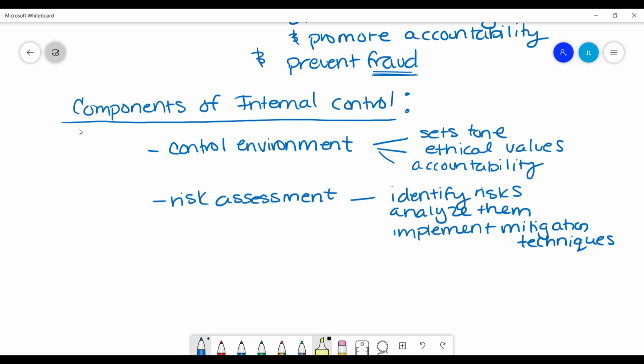So mitigation techniques is what an organization does with those risks. Now that you've identified and analyzed them, what now? How are you going to mitigate that? Okay.